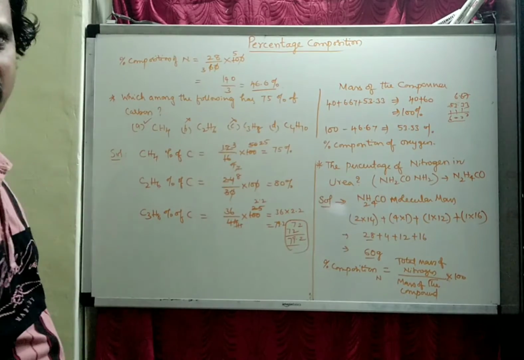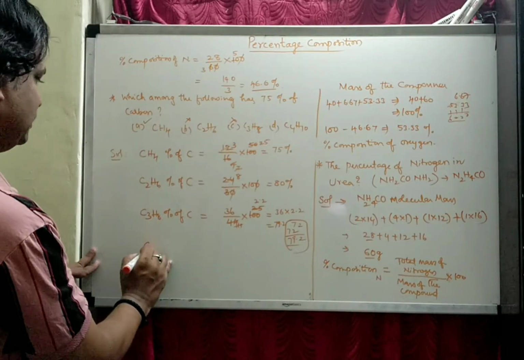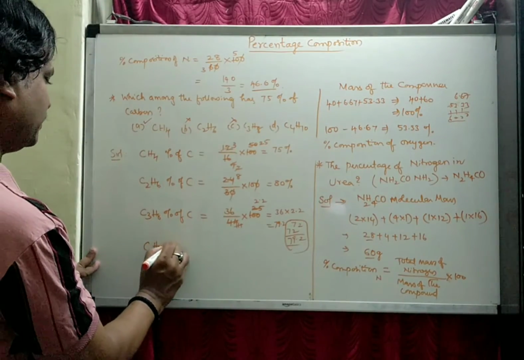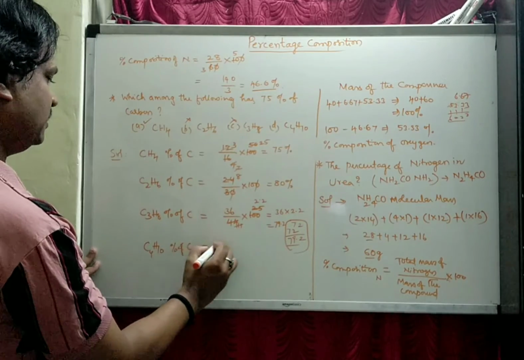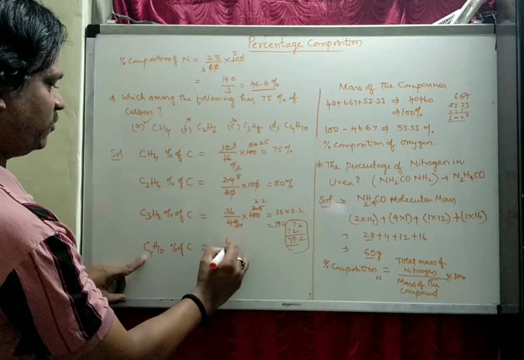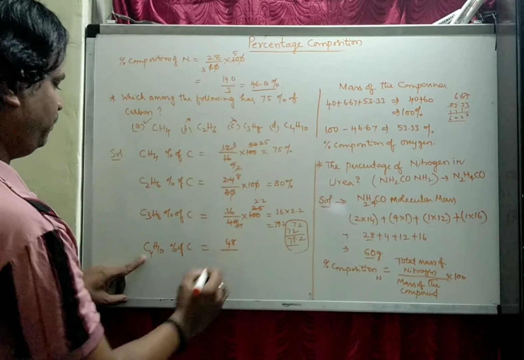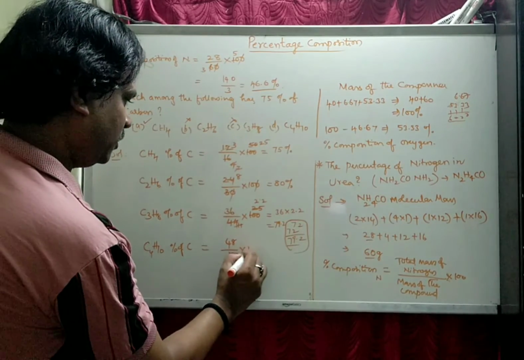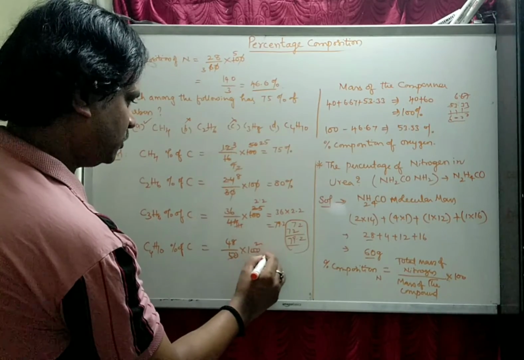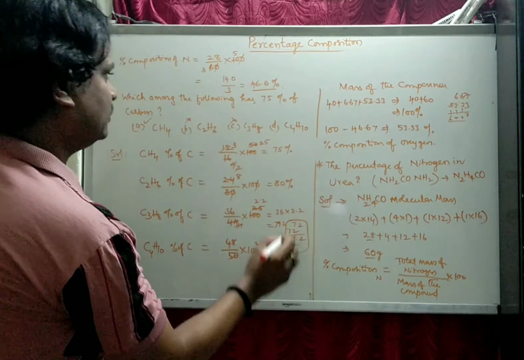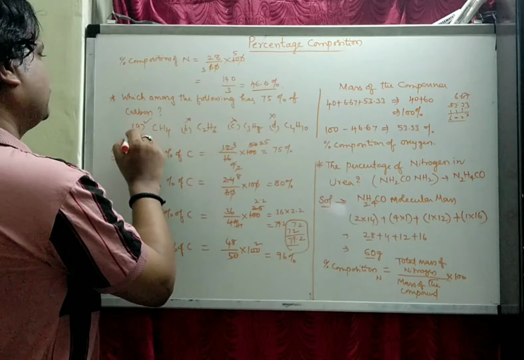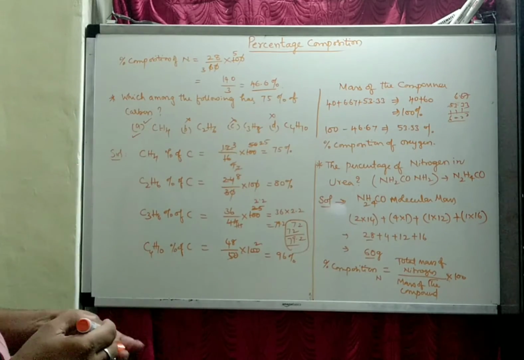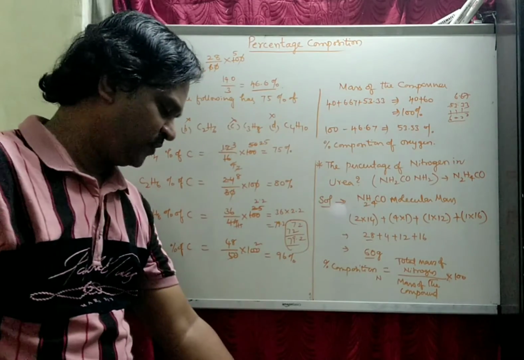Similarly for C4H10, if you take the percentage of carbon, 12 4s are 48 by 48 plus 10, 50, into 100. So we get about 96%. So this is also wrong. So in this case, only CH4 has 75% of carbon.